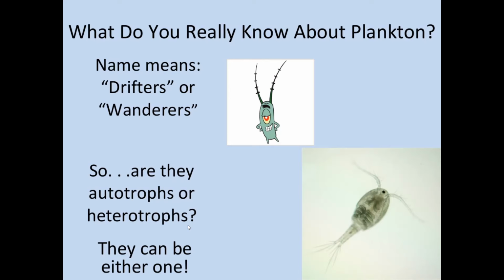Today we're going to be covering plankton. So, first thing about plankton, the name means drifters or wanderers, and they can be either autotrophs or heterotrophs. Autotrophs make their own food, heterotrophs get food from other sources. A plant is an autotroph, you are a heterotroph.